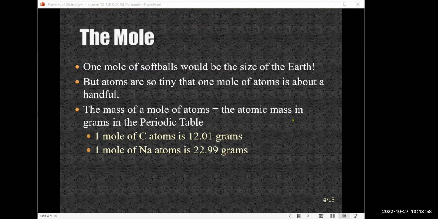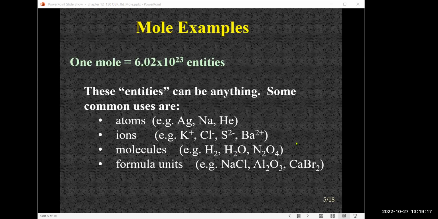And don't forget that if you're dealing with the diatomics, you double that atomic weight. So if you're dealing with oxygen, oxygen has an atomic weight of 16, but it's O2, so double that up. That's 32 grams per mole. Right, as explained, a mole is simply nothing but a number, in this case 6.02 times 10 to the 23rd units, entities, whatever you're counting. It could be atoms, ions, molecules, formula units, etc. It's anything, bananas, oranges, whatever you are counting.